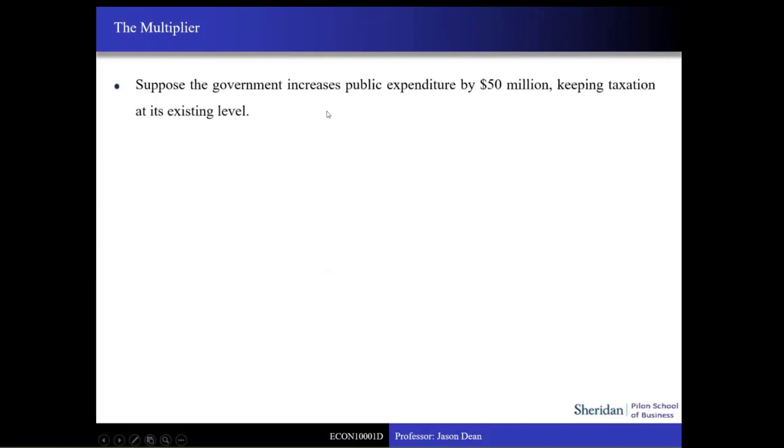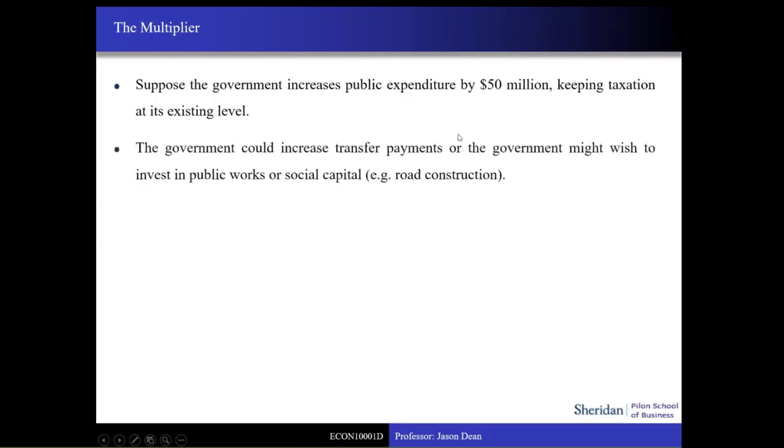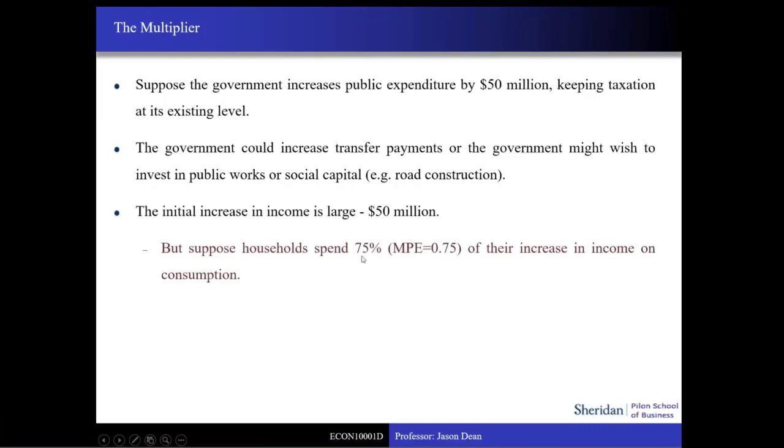Suppose the government increases public expenditure by 50 billion, keeping taxation at its existing level. So we have an injection, but the leakage is not going to increase to offset it. The government could increase transfer payments, or the government might wish to invest in public works or social capital, road construction, for example. The initial increase in income is large. It's $50 million. Households spend 75% of their increase in income on consumption.